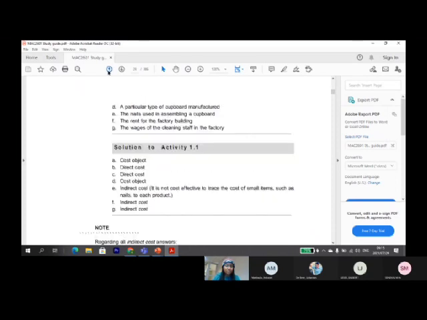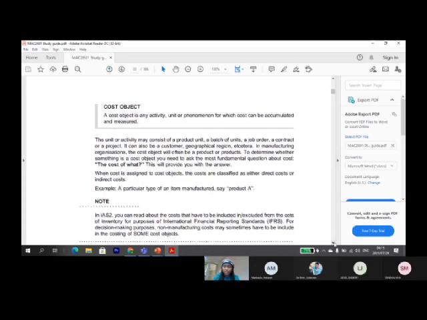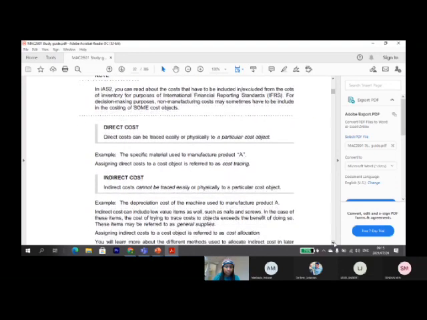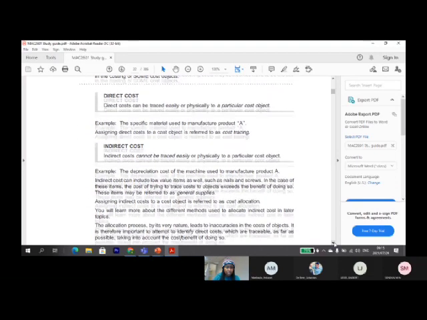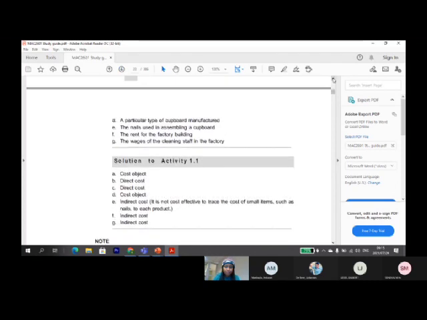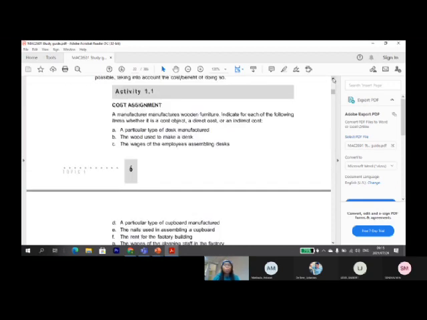So if you don't mind, let's go to activity 1.1. It's a simple one where we look at what we just spoke about in terms of direct cost. Let me just go here before we look at the solution. Talking about cost assignment, a manufacturer manufactures wooden furniture. Indicate for each of the following items whether it is a cost object, a direct cost, or an indirect cost, because those are the three main things that we're looking at the moment.